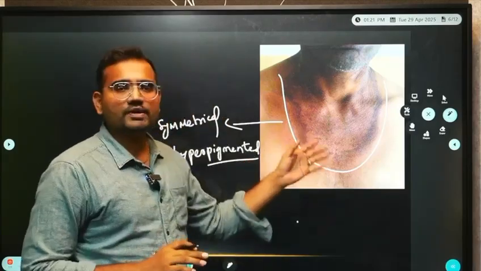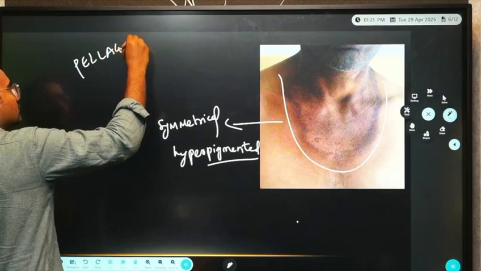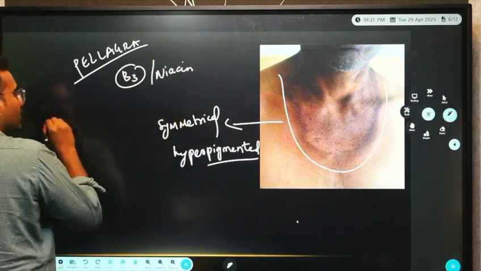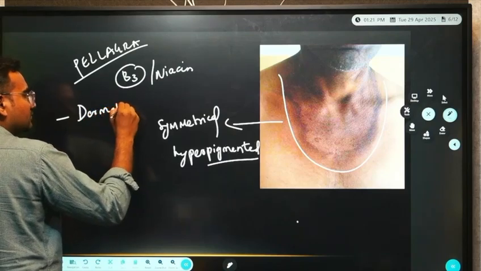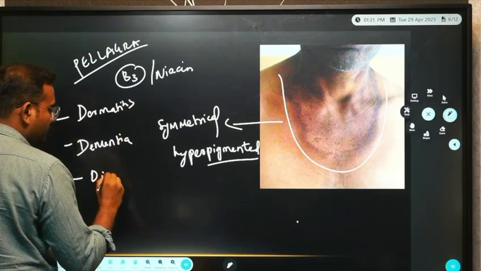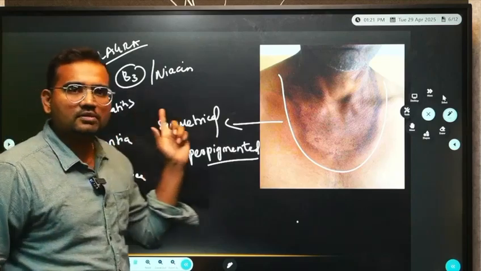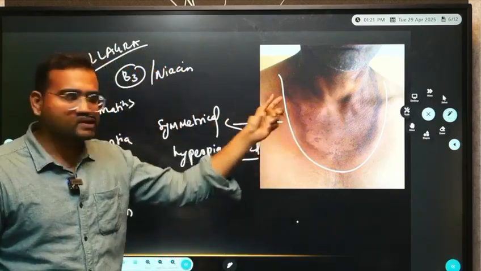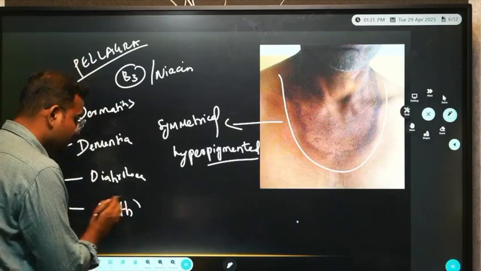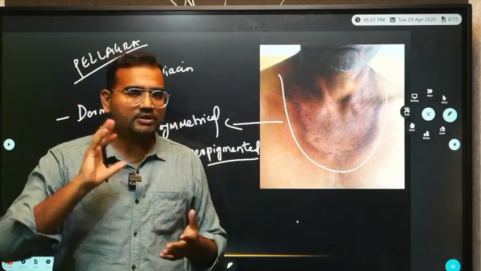Okay, this is what we are going to call Casal's necklace, and this is a classical feature of pellagra. What is pellagra? Pellagra is a vitamin B3 or niacin deficiency. So I'll talk about the 4 Ds: dermatitis, dementia, diarrhea, death. Deficiency of vitamin B3, niacin, leads to dermatitis, which is Casal's necklace. Dementia, memory loss, diarrhea, GI disturbances, and if untreated, it might result in death. So Casal's necklace is very important, and it is a classical feature of pellagra, which is nothing but vitamin B3 deficiency.